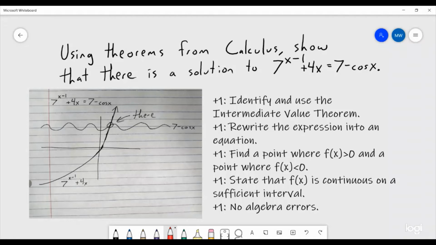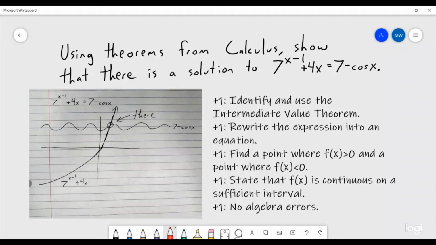Okay, so for this problem, all of the students are asked to use theorems from calculus and then show that there is a solution to 7 to the x minus 1 plus 4x is equal to 7 minus cosine x. So here is the first response. Take a moment and try to figure out how you would grade this question.